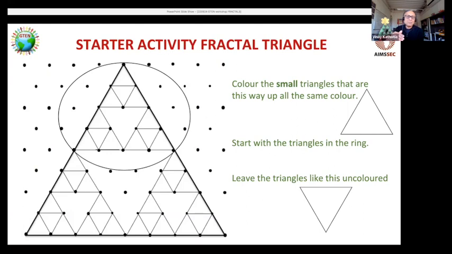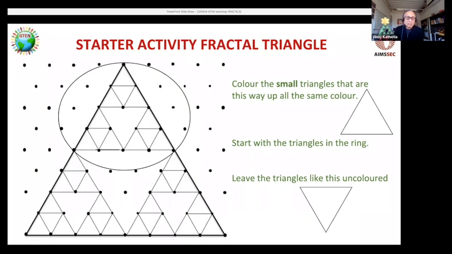And some of them, if you think of a horizontal base, have the vertex at the bottom. So we'll only be coloring the ones where the vertex is at the top, and the ones where the vertex is at the bottom will be left uncolored. Just to make it clear, in the middle of the triangle, there's a biggish triangle that will be left uncolored. So please have a go at it.